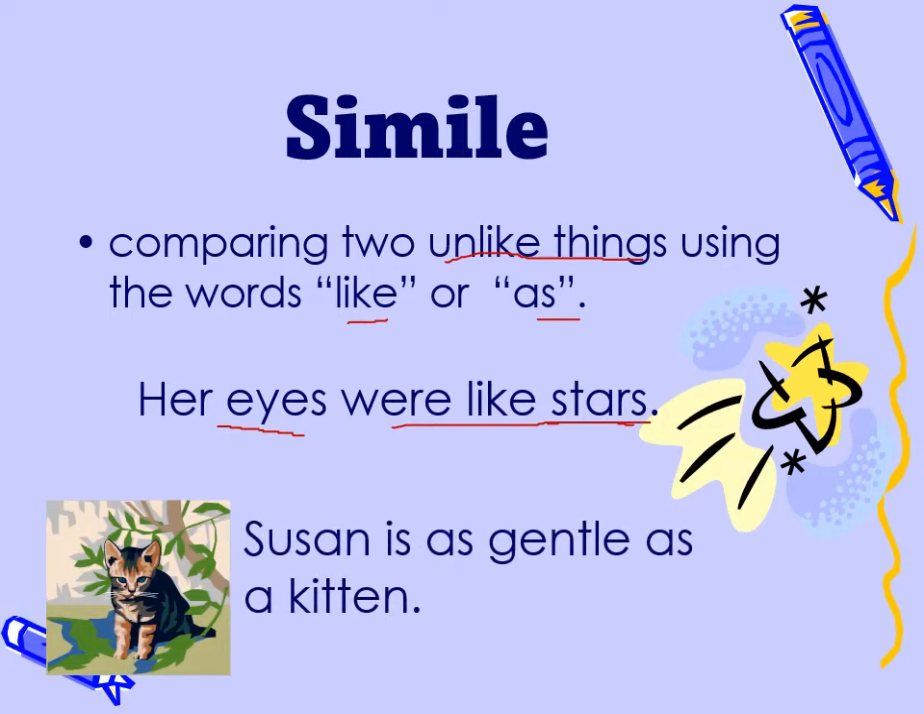Susan is as gentle as a kitten. So what are the two things being compared in this sentence? Okay, exactly. That is Susan and the kitten. And what word was used to compare these two? Okay, we use the word as, gentle as a kitten. Right, so this is simile.